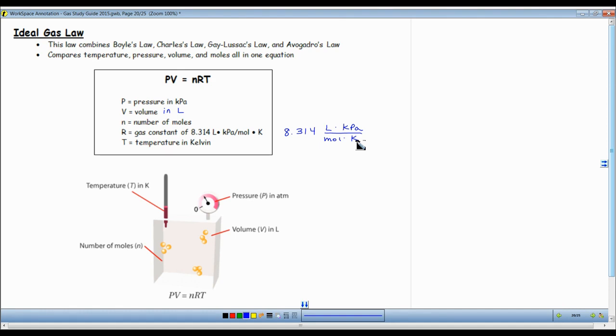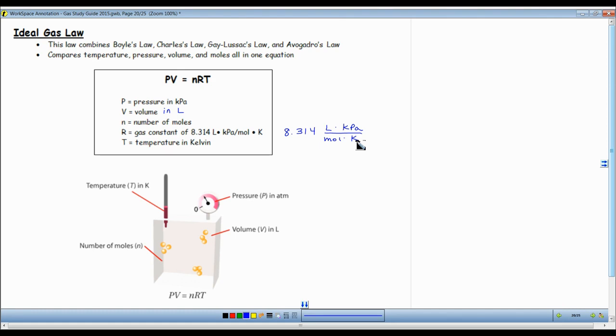But the other variables need to match the units of the gas constant R, which is why we're going to use liters for our volume, kilopascal for our pressure, n stands for moles, and T is temperature, and it does need to be in Kelvin. Any gas law has to have temperature measured in Kelvin. Okay, cool. So here we go. It's just a plug and chug kind of deal, right?